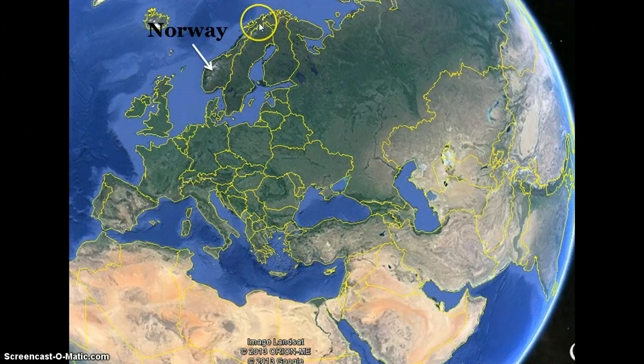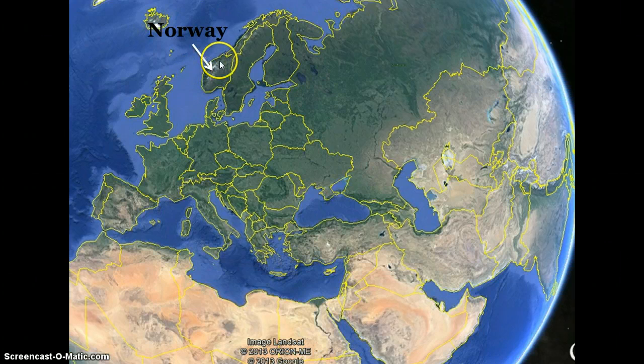Norway. Norway, Sweden, and Finland are all part of the Scandinavian peninsula. Mostly Norway and Sweden. Norway is the northwestern country, so think northwestern. Northwestern country on the Scandinavian peninsula. Very mountainous as well. You can see some of the snow that's on top of the mountains.